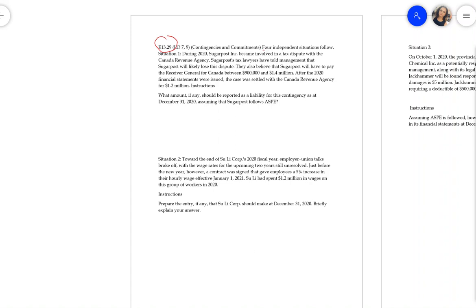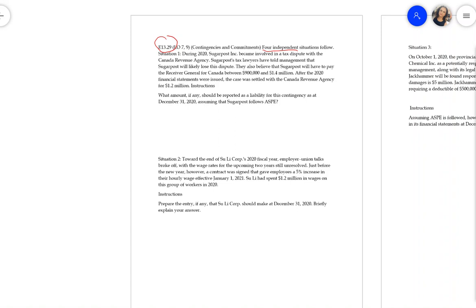In 1329, there are four independent situations where we needed to know what we should do if there is a contingency. Just the word itself, contingency is an existing condition involving an uncertainty. So that means how do we record it? Let's go through this question together and make sense out of what the question is asking us to do.